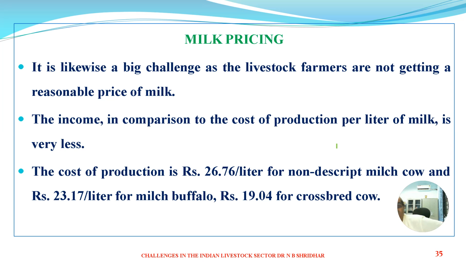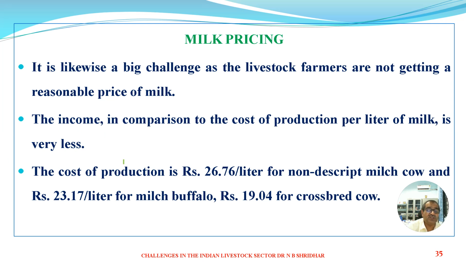Another point in which we have a constraint is milk pricing. Of course, in India there is a reasonable price, but when compared to the production cost, the price given by the consumer is somehow less per liter of milk. The cost of production of milk per liter is about 26.76 rupees for non-descriptive milk cow and 23.17 for milk buffalo, whereas it is 19.04 rupees for crossbred cow.